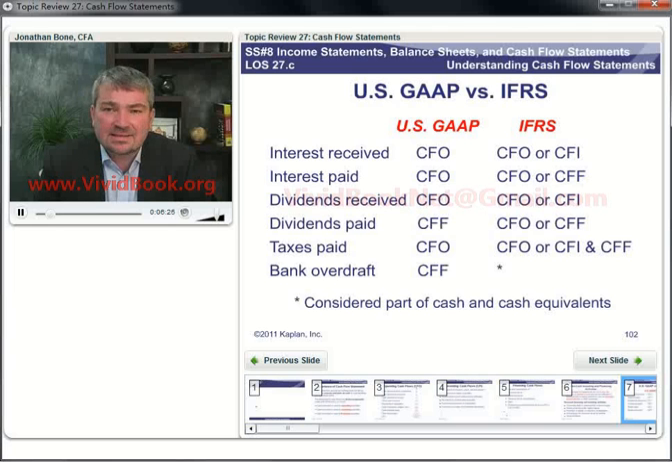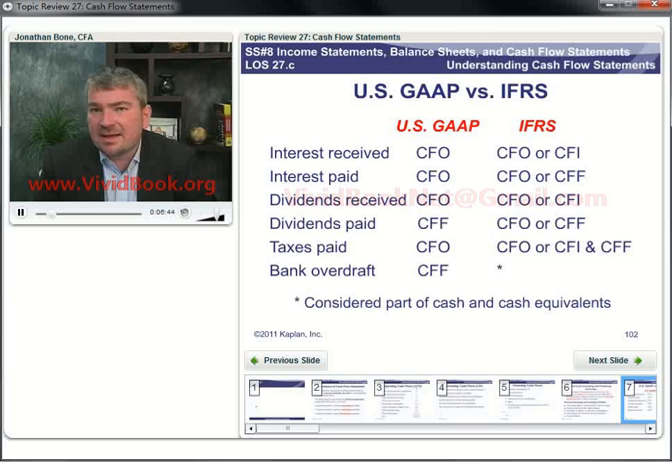Dividends paid, this is the real oddity under US GAAP. Notice payments to the providers of finance are split, payments to debt holders through CFO, but payments to equity holders through CFF. It doesn't make any sense. So dividends paid go through CFF under US GAAP, notice IFRS gives you the choice, CFO or CFF.